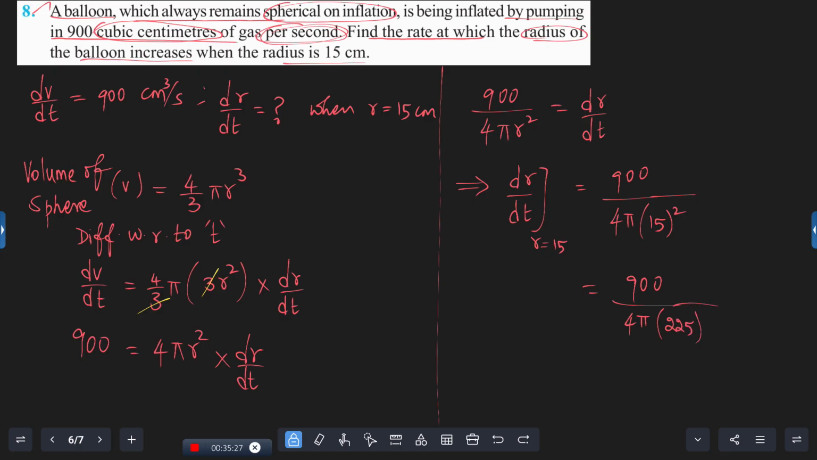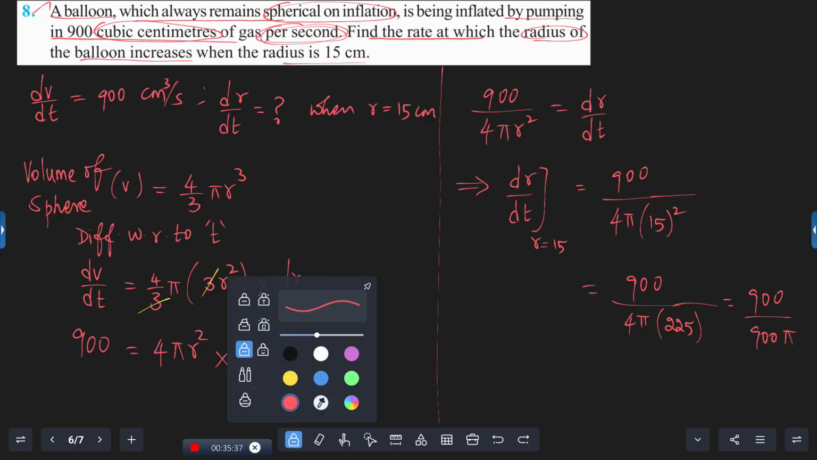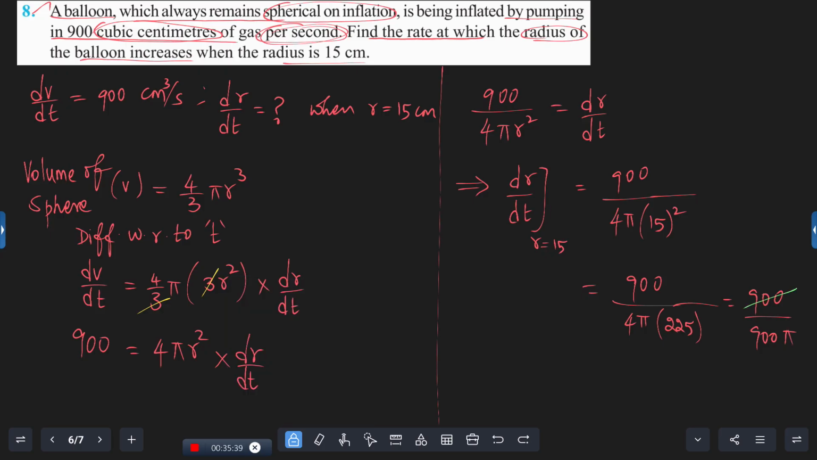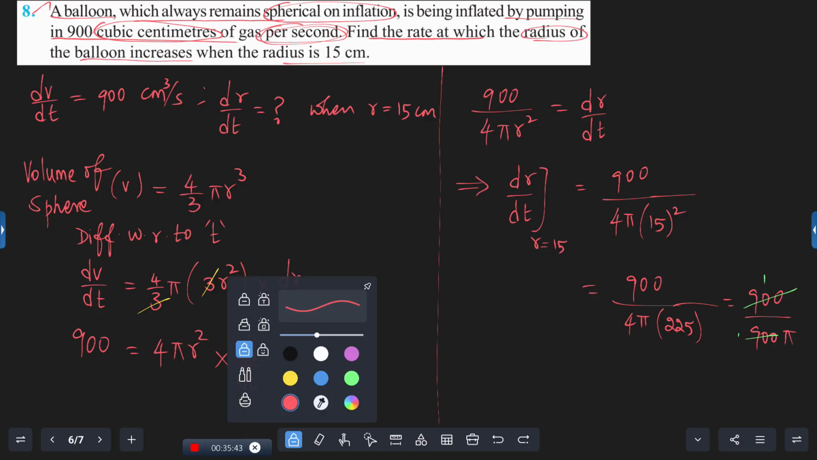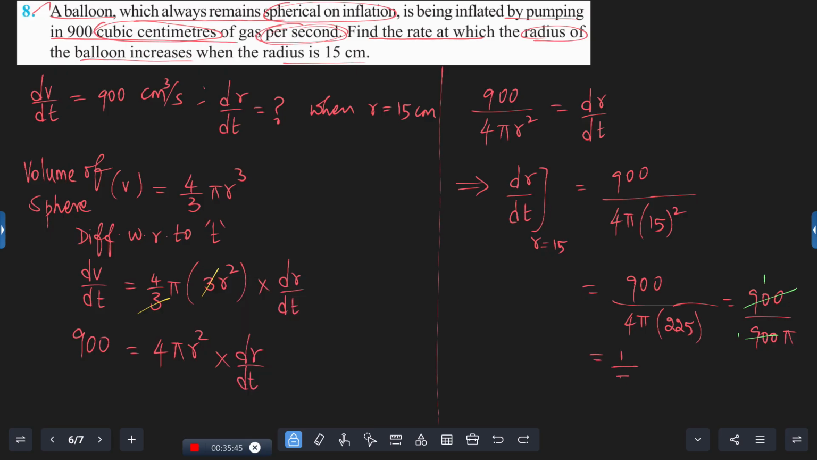225 into 4, what? 225 into 4 is 900. Very good. Okay. So 900 divided by 900 pi I'm getting. 900 one time I cancelled. Remaining what I have now, 1 divided by pi. 1 divided by pi. What is this?